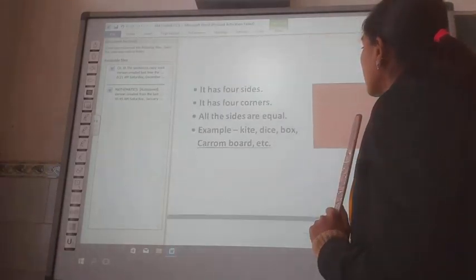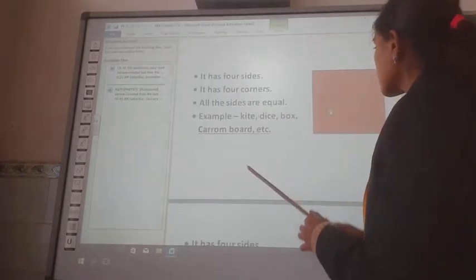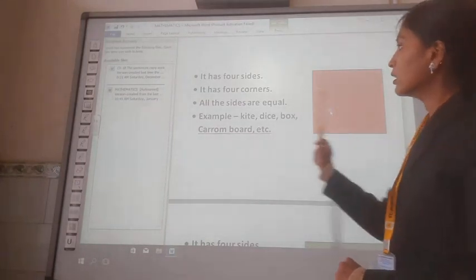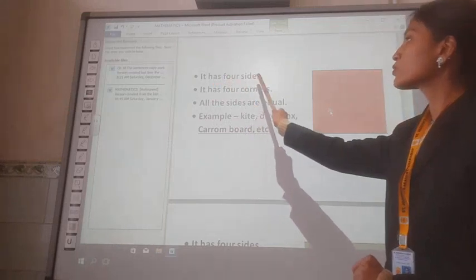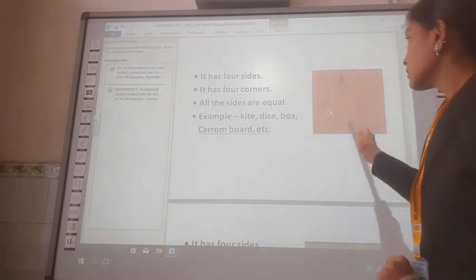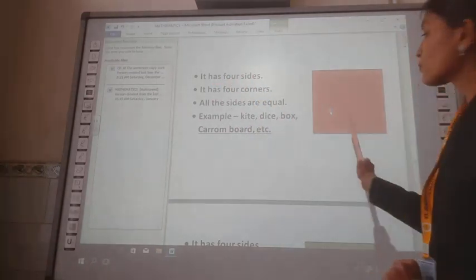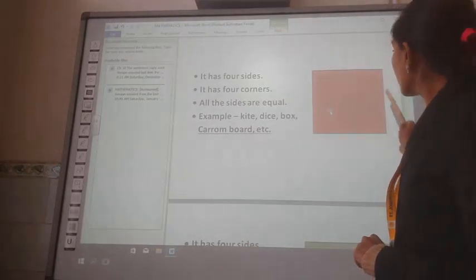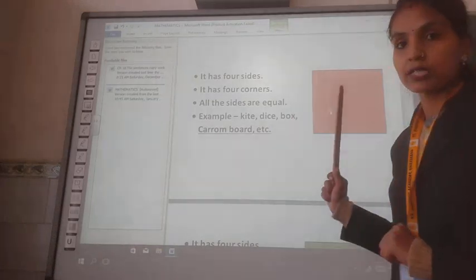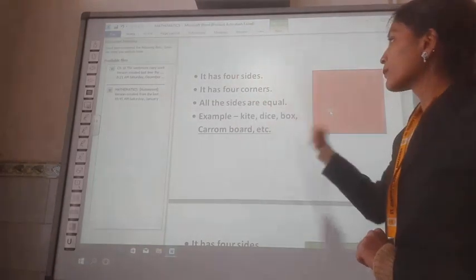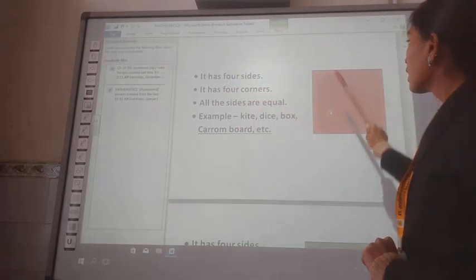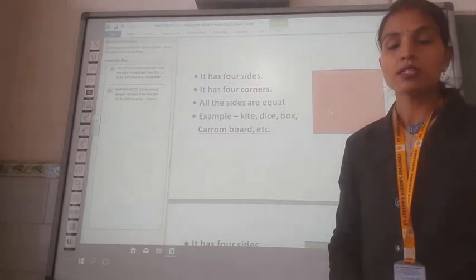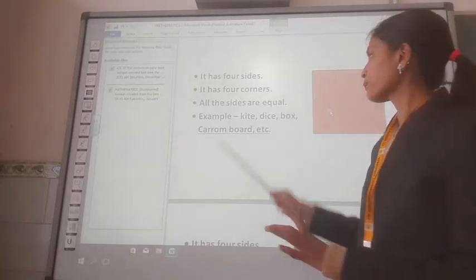It is a square. Now see, this is a square. It has 4 sides. Now see this square. In this we are able to see 4 sides. 1, 2, 3 and 4. 4 sides. So it is a square. It has 4 corners. 1, 2, 3, 4. 4 corners are there in a square.